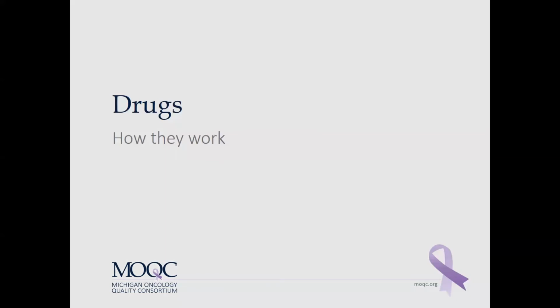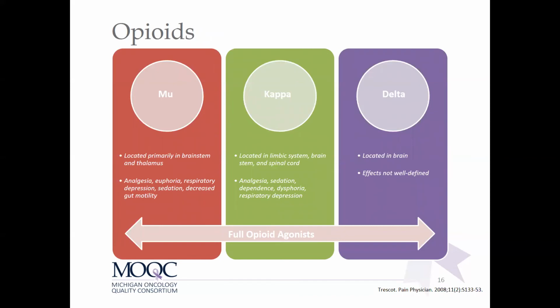So how do we handle it with medications? Let's take a look at how those drugs work and how they're really going to fit into this pathway we've been talking about. Opioids: there are three main opioid receptors, mu, kappa, and delta. The mu receptors are located primarily in the brainstem and the thalamus. When you have an agonist on a mu receptor, you get analgesia, euphoria, but also respiratory depression, sedation, and decreased gut motility.